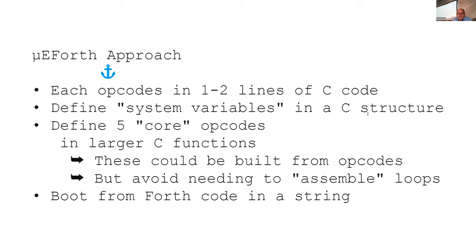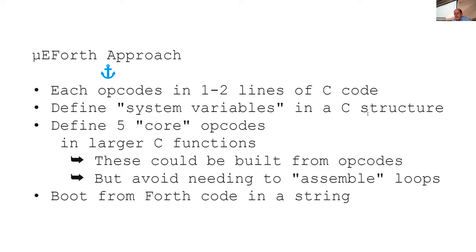And then the key idea is that there are five core opcodes that are non-trivial, that don't fit in one or two lines, that are implemented in larger C functions. These are opcodes that could be built from the other opcodes, because the other opcodes are sort of fully general, but they're done in high-level C code because they allow the fun trick that with those five, you have enough of the Forth system in place that you can boot the rest of the system from there on out with Forth. And so they're carefully chosen to be sort of the crucial building blocks to have a full Forth system.